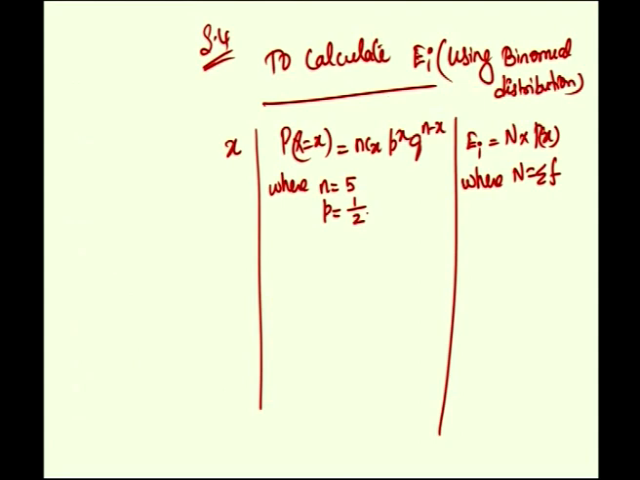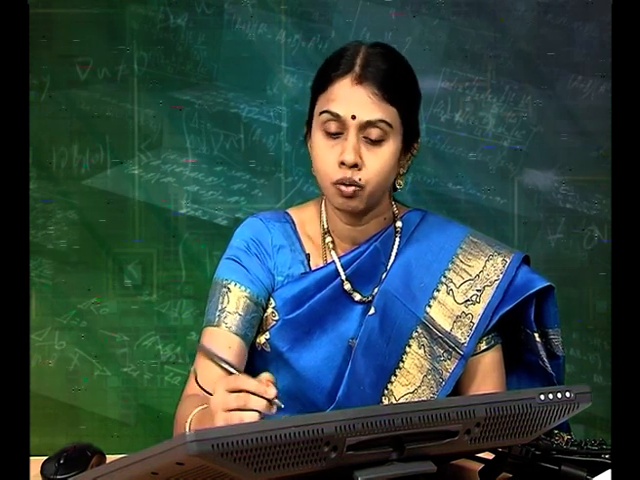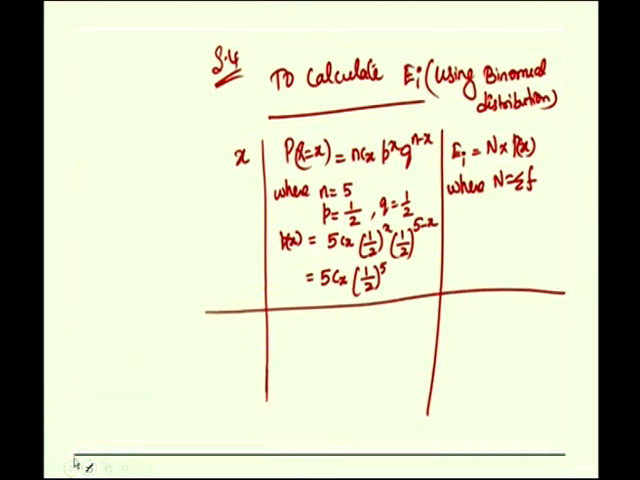If we stick to female birth as success, then p is the proportion of female births in the particular locality. So, p is equal to 1 by 2, and q is also equal to 1 by 2. So, P of x is equal to 5 c x, 1 by 2 whole power x, 1 by 2 whole power 5 minus x. For easy calculation, it is 5 c x, 1 by 2 whole power 5. With this we proceed to calculate the expected frequencies.